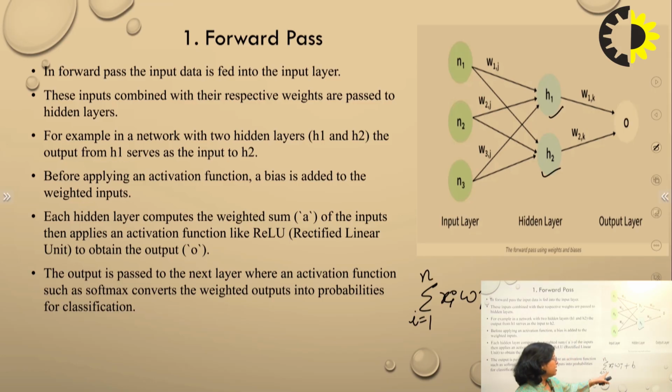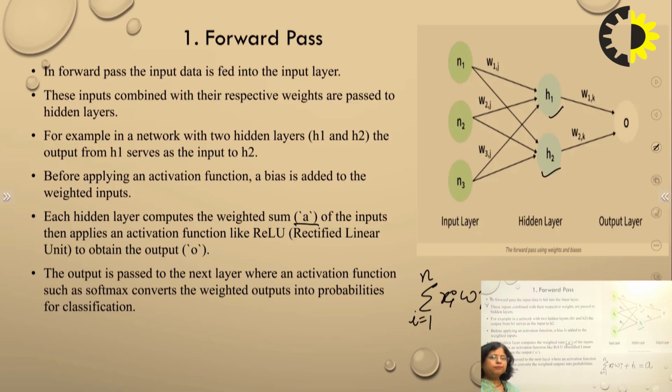So here xi is the input, wi is the weight associated with that particular input, and b is the bias. So we can calculate this. After calculating this, we find some output. We can say it's a, the weighted sum.